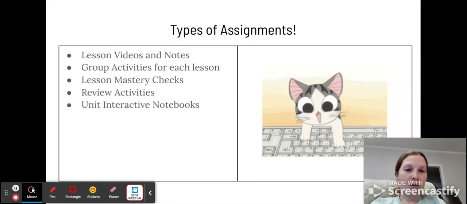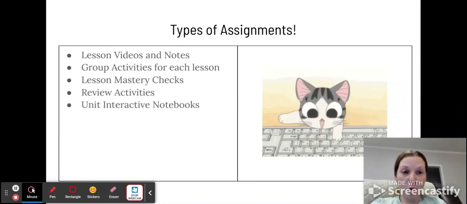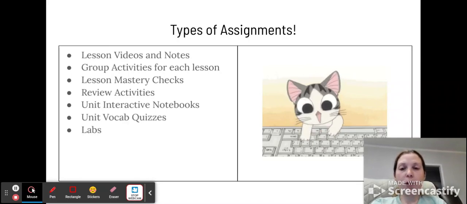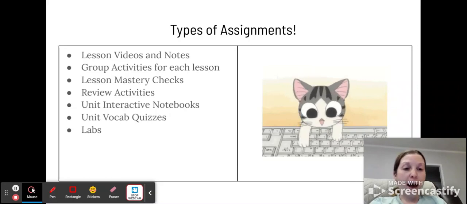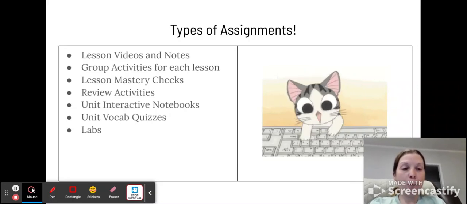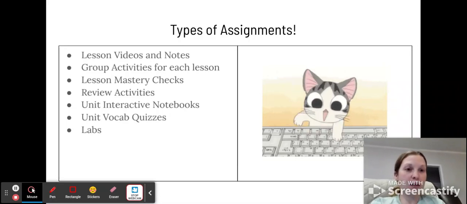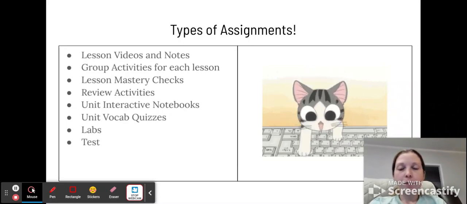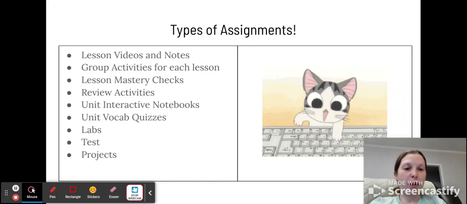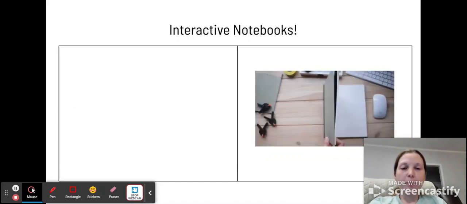You do have interactive notebooks. These are going to be on paper for this course, so please make sure you get your 5-subject notebook. You'll have vocab quizzes, and you'll have labs. These labs we'll talk about a little bit later, but they are more in-depth than any other science class that you've had. You'll have a test with each unit, except the last one, and you will have projects as well.